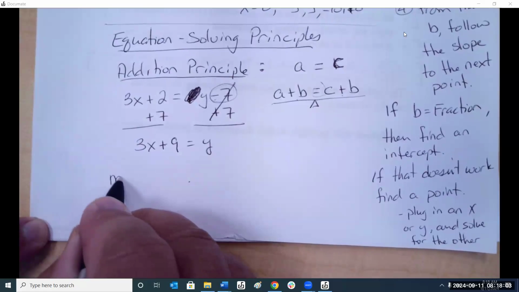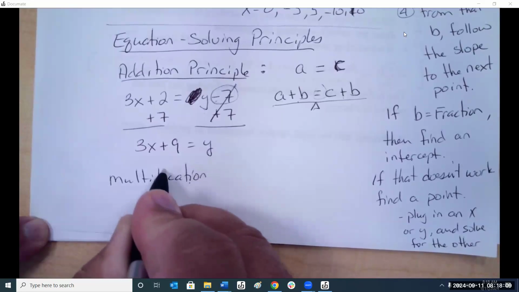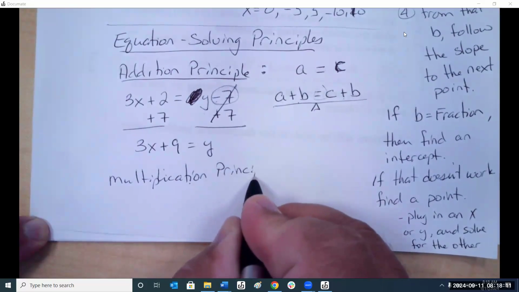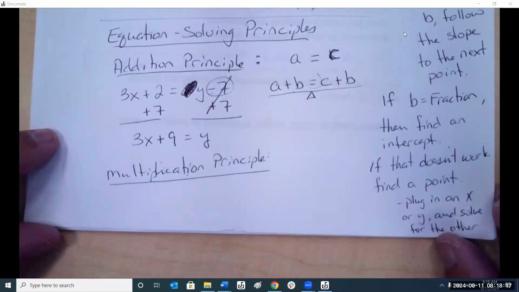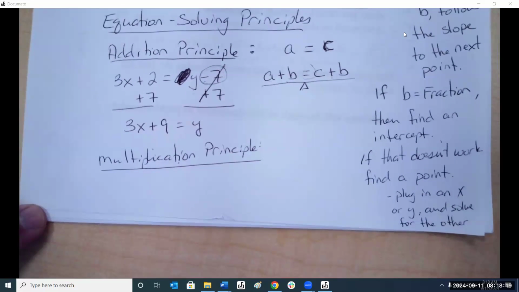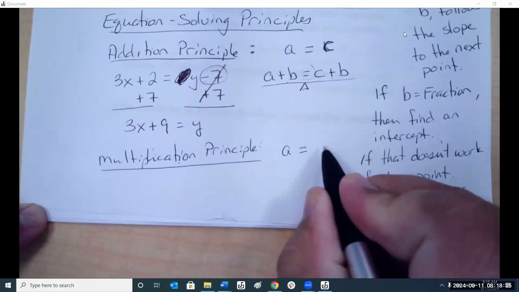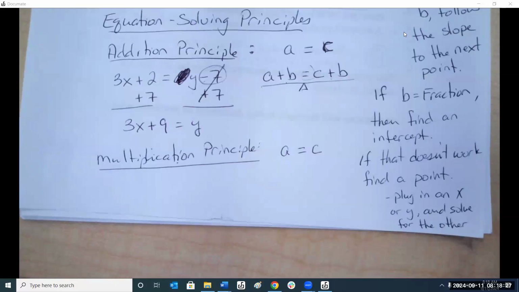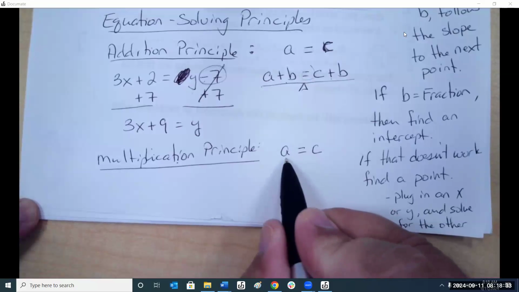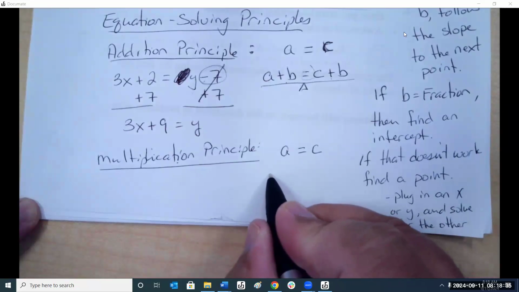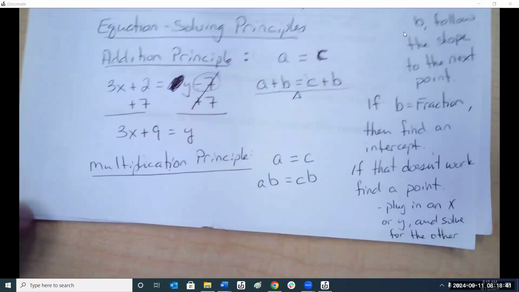The second is the multiplication principle. Same thing. If we have a statement that says A equals C, whatever we multiply to A, we have to do the same thing to the other side. So if we take A times B, then we have to multiply B to the other side.